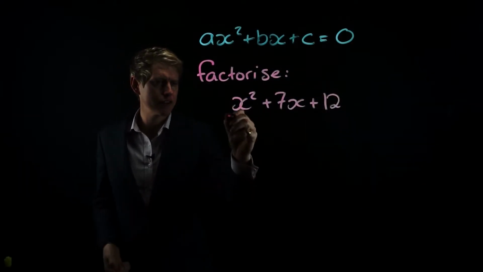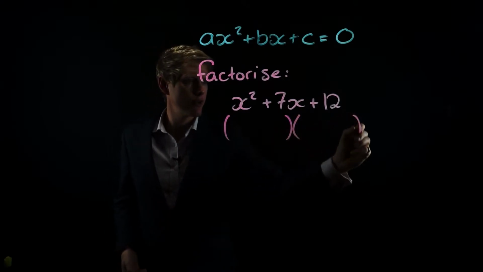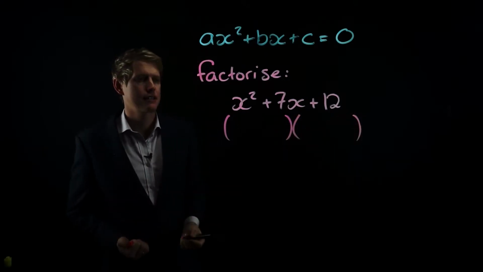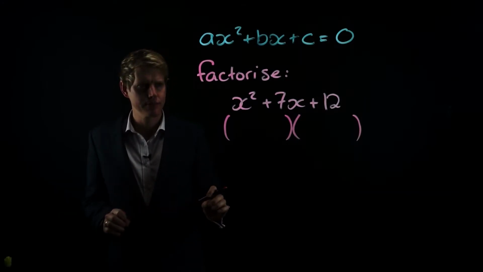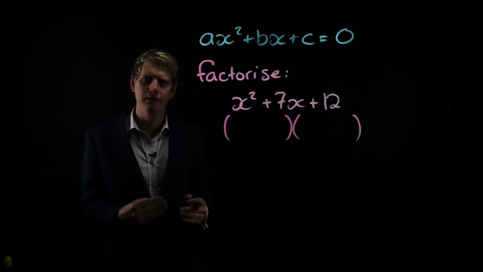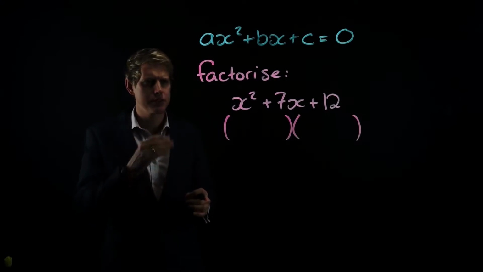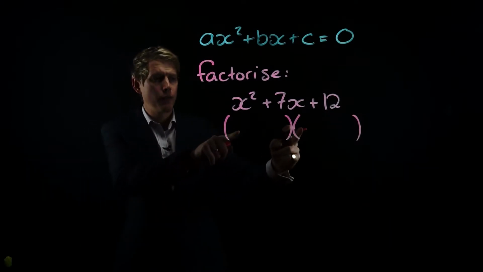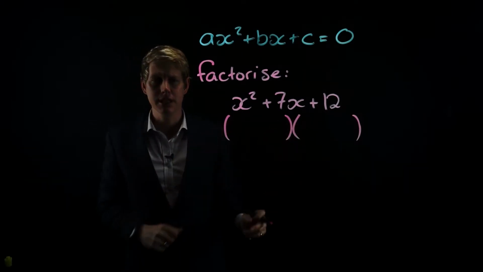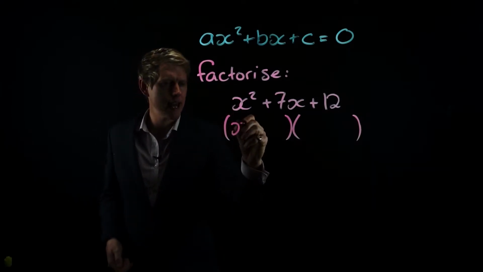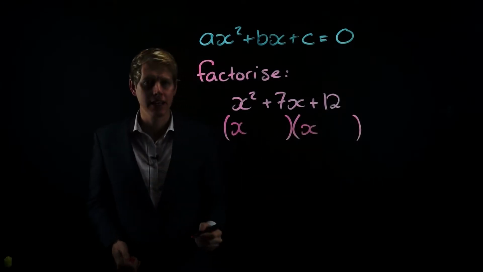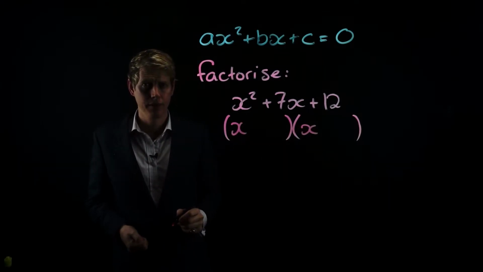So, how do I go about factorising it? Well, I know that it's going to go into a pair of brackets, double brackets like that. Now I just need to think about the properties. Remember what happened when we were expanding brackets. Thinking about that helps us a lot with this, because we know that when we multiply our first 2 terms together, we get x squared. So, it has to be x. x multiplied by x equals x squared.